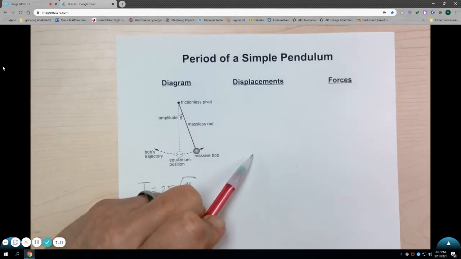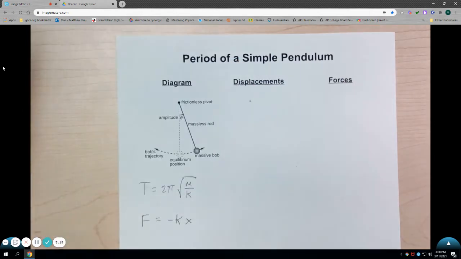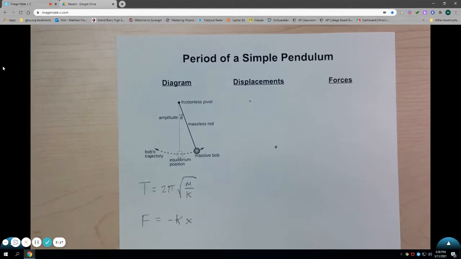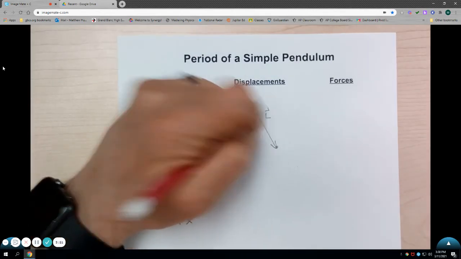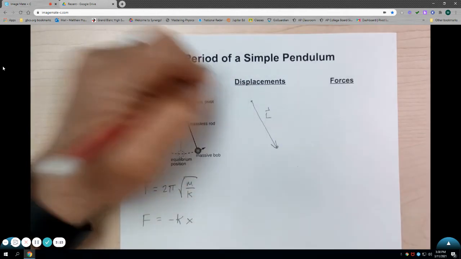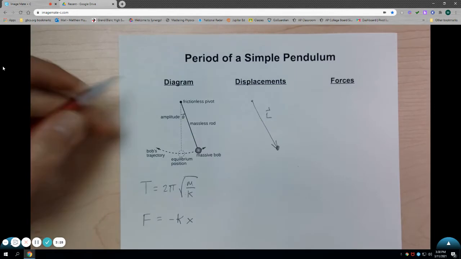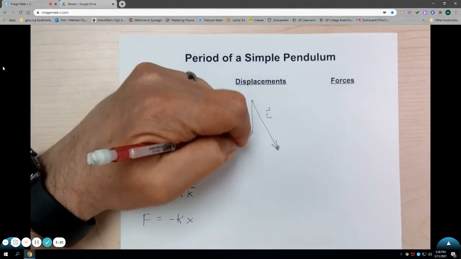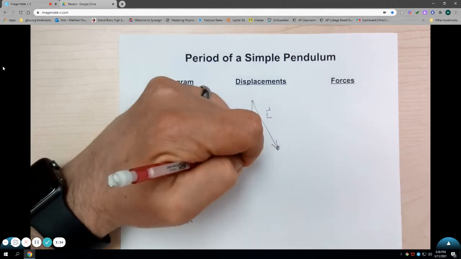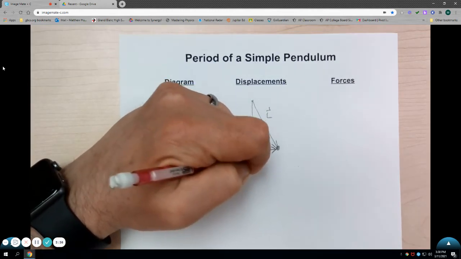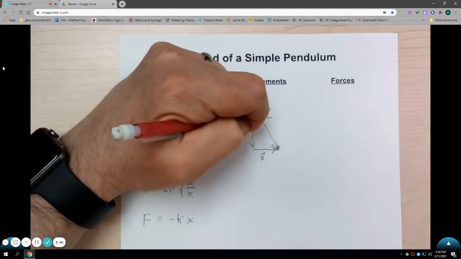As far as the displacements go, let's say that here's the pivot, here's bob. Let's call this L. That's the displacement from the pivot to bob. And this would be the y component of the displacement. This would be the x component of the displacement. And this is the angle theta.